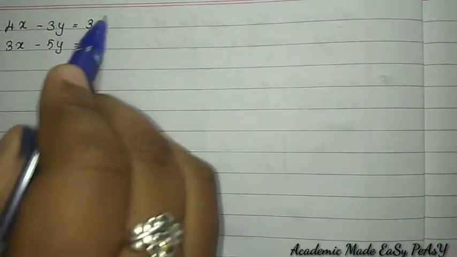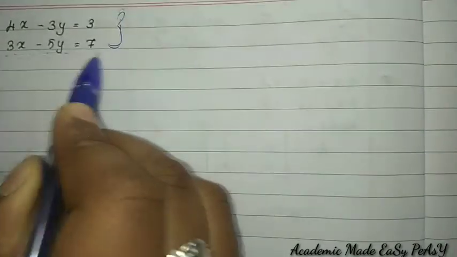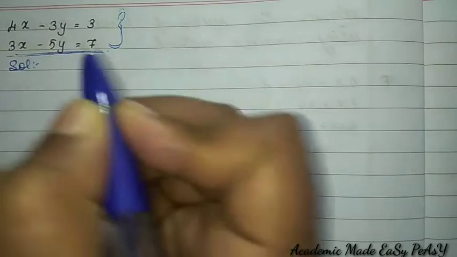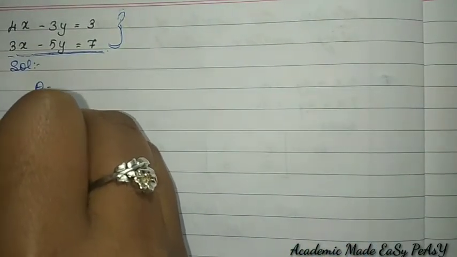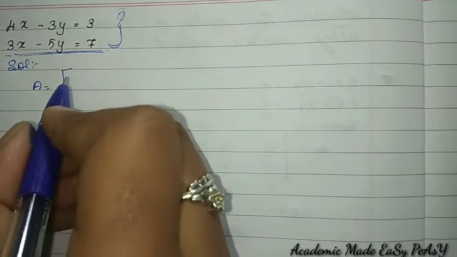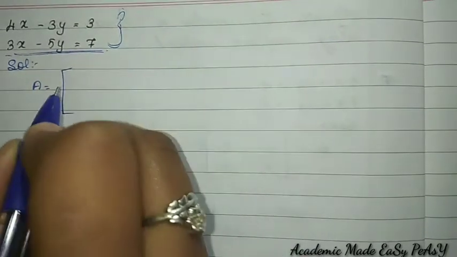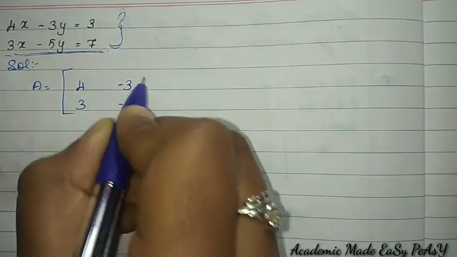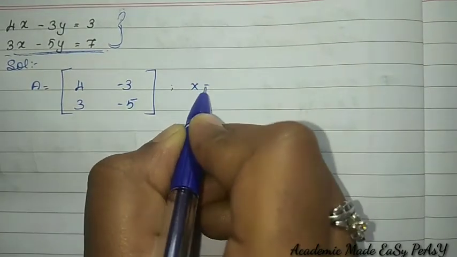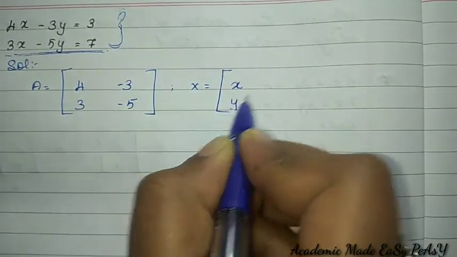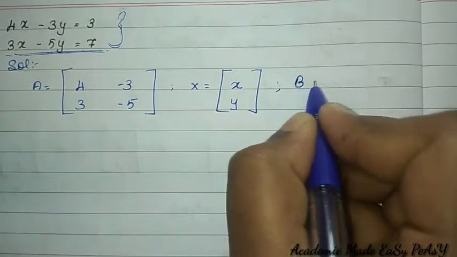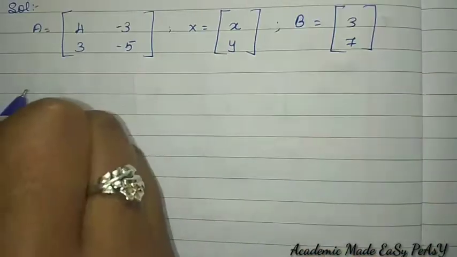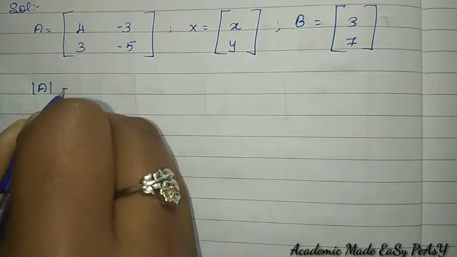So the next question, two equations are given. From these equations we have to find the solution for x and y. So as we do it, first we will be finding the matrices A, X and B. The matrix A will have the coefficients of the variables. So now I will take 4, -3, 3, -5. Next matrix will be for the variables. So X is equal to xy and my B is equal to these answers, 3, 7.